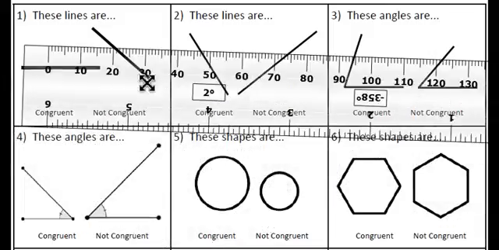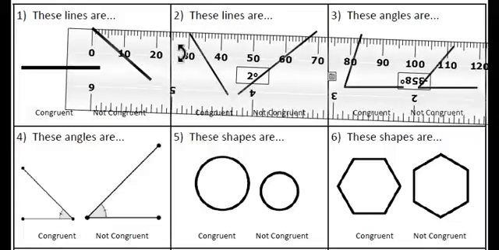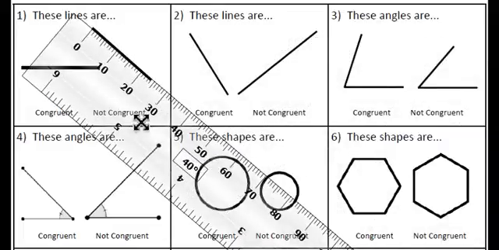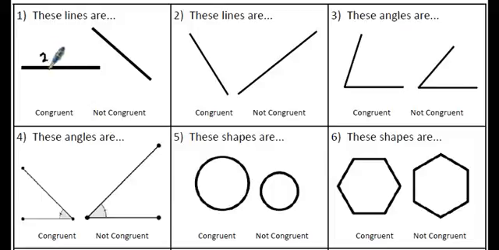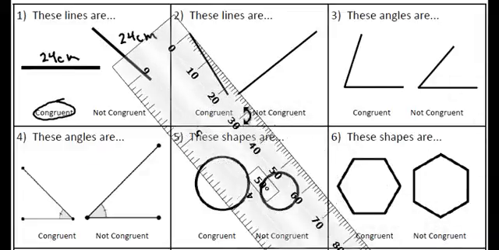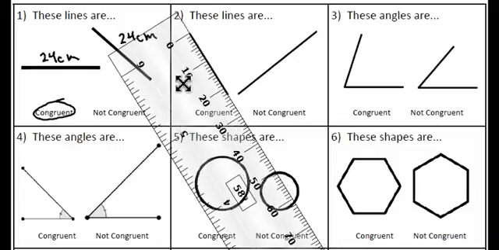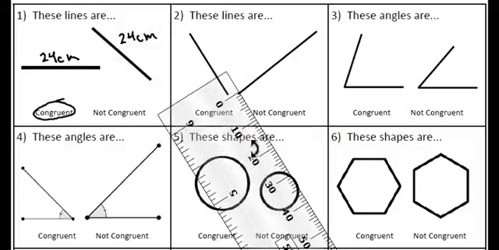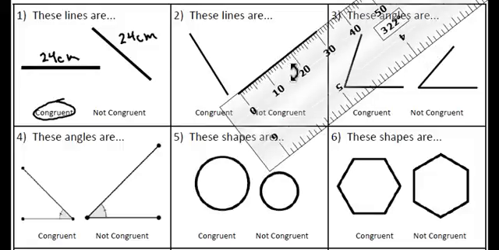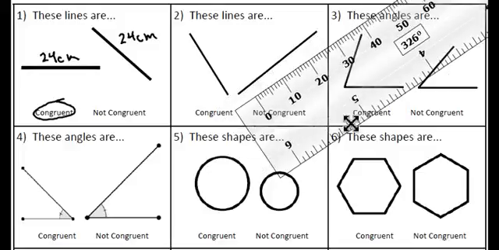Now these lines, if I look here, that is about 25, and this one is about 25 as well. So this is like 24, 25 centimeters. So they're each about 24 centimeters, and we're going to say that these lines are congruent because their measurements are the same. For number 2, we're looking at the lines. So we're looking at the lines, and we're going to measure this one, and we're going to measure this next one, and we see that those definitely do not have the same measurement.